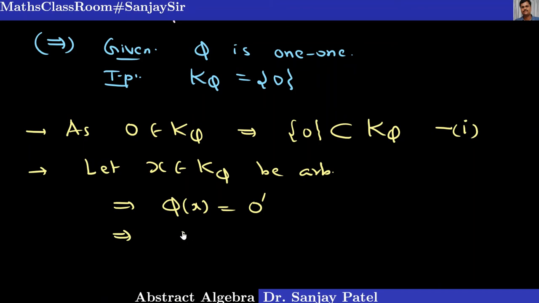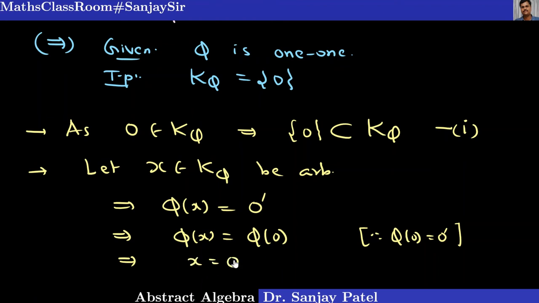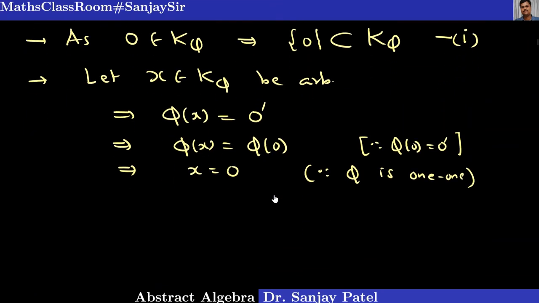Now, phi of x is equal to 0 dash, I can rewrite as phi of 0, because we know that phi of 0 is always equal to 0 dash if phi is a homomorphism. And now, using the hypothesis here, phi of x1 is equal to phi of x2 implies x1 is equal to x2, because phi is a 1-1 function. So an important step here, we are using the 1-1-ness of the function phi. So since phi is 1-1, we'll get x equal to 0, and therefore I can say that this x belongs to the set singleton 0.